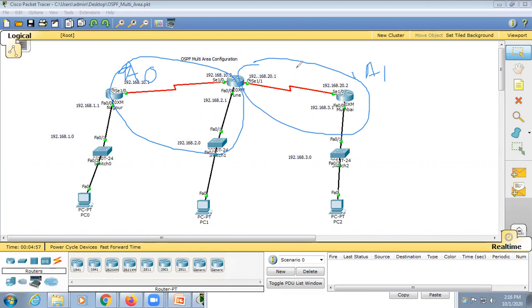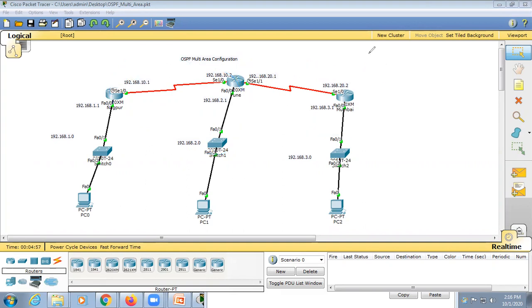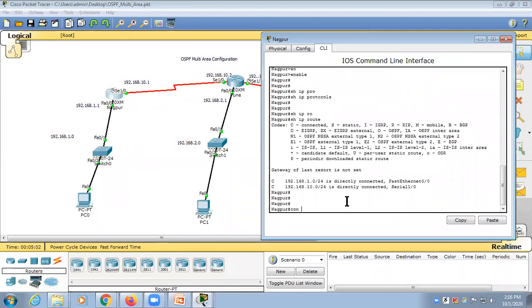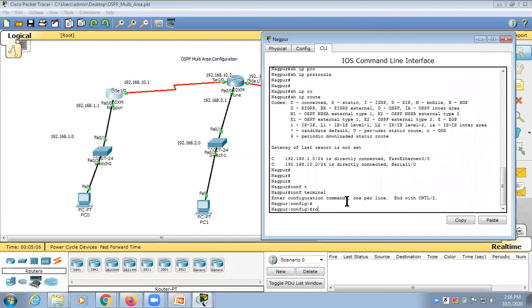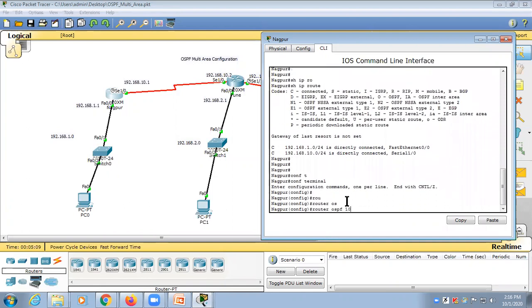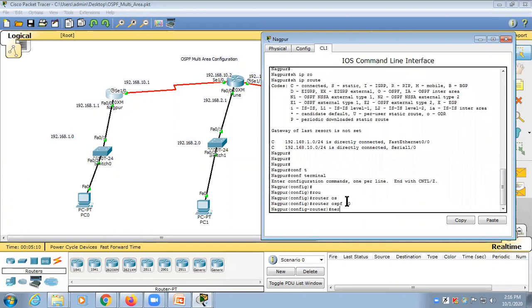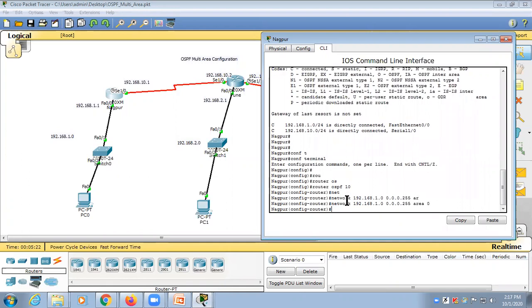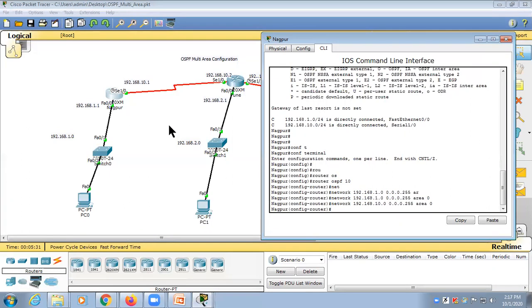For that purpose we have to follow these commands. Go to the Nagpur router, go to configuration mode, and type router ospf 10. I'm using process ID 10 as in the previous video. Then type the network statements. First network is 192.168.1.0, then wildcard mask 0.0.0.255, and then the area will be 0. My area will be 0. Then I have a second network. The second network ID is 10.0, so I'm putting that 10.0 into area 0. Okay, so the Nagpur configuration is done.